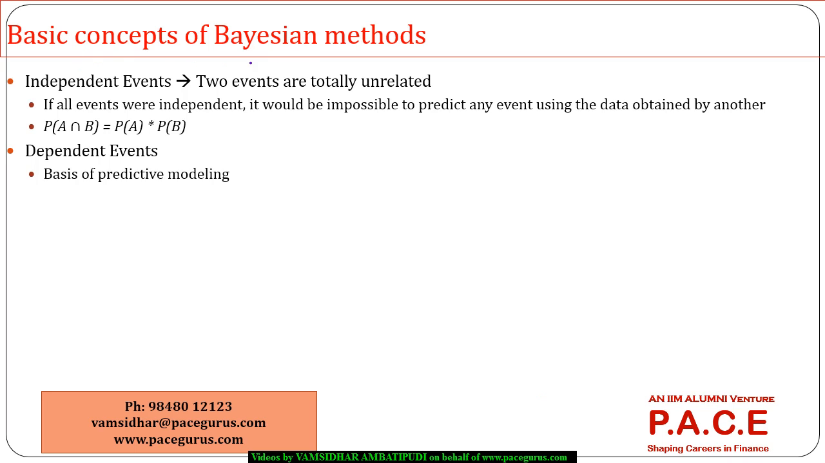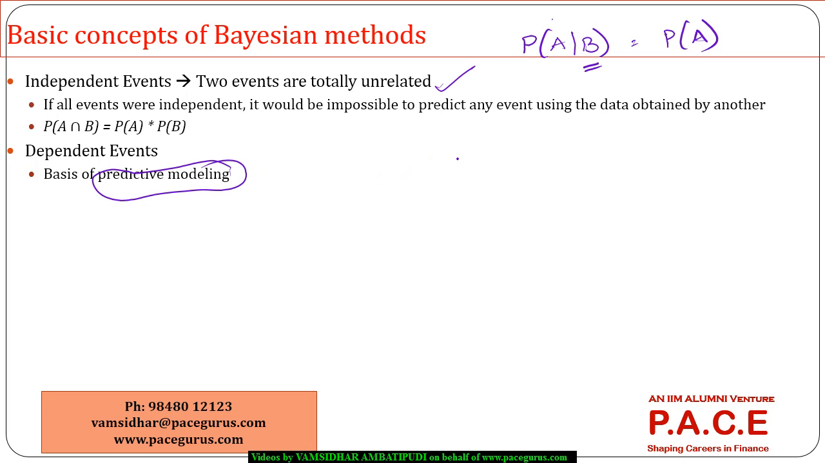Similarly, when we say two events are independent, they are unrelated. In that case, the probability of A given B will be the same as the probability of A only. Which means even if B has occurred or did not occur, the probability of A will not be influenced by the occurrence of B. Whether B has occurred or not, the probability of A will not change. In those cases, we will say A and B are independent events. They are completely unrelated. But if they are dependent events, this is where we will use predictive modeling.